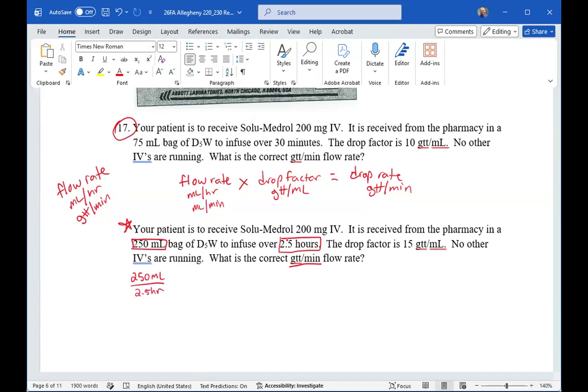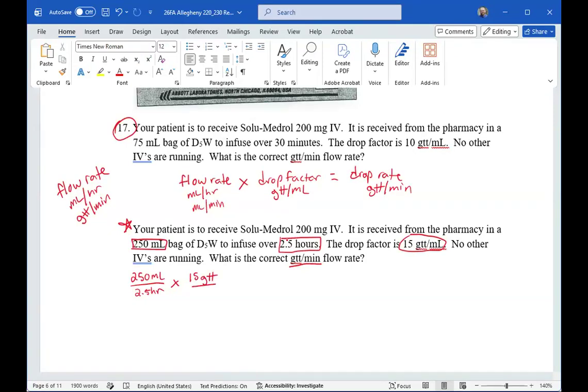Okay, I'll show you an alternative way where we'll convert this to minutes, but I'm just going to show you kind of like the long version first and show you how to save some time the second time. All right, so step one, flow rate. Step two is drop factor. What's my drop factor? 15 drops per milliliter.